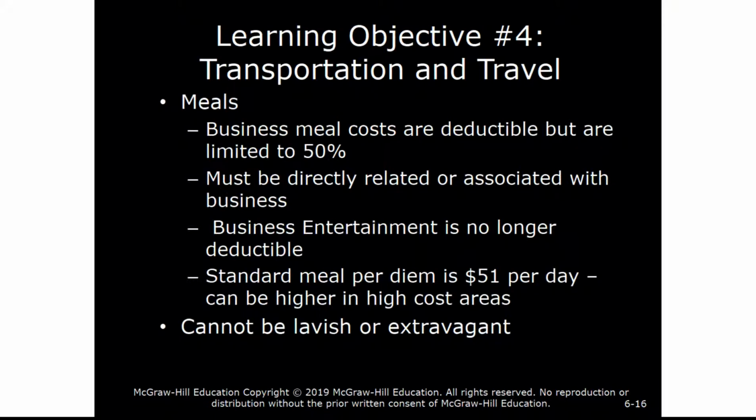Meals, we generally can deduct transportation and travel related meals. They have to be directly related or associated with the business. Entertainment expenses used to be 50% deductible as well. They are no longer allowed, so no entertainment expenses associated with transportation or travel are deductible. And the standard meal per diem is $51 per day for meals. However, if you happen to be traveling to a high-cost area such as New York City or Miami or San Diego, the IRS publishes per diem rates that are higher for those more costly areas.